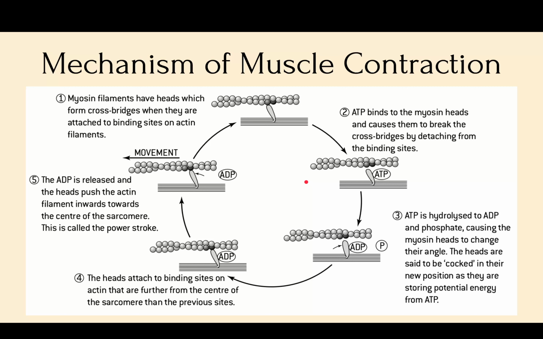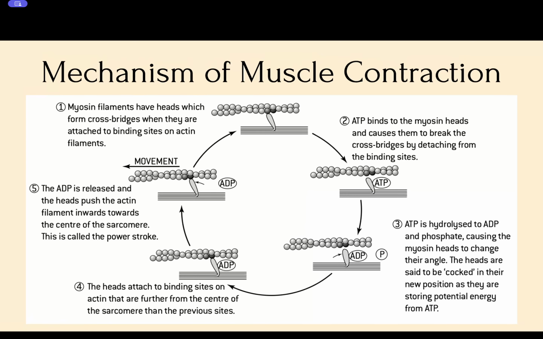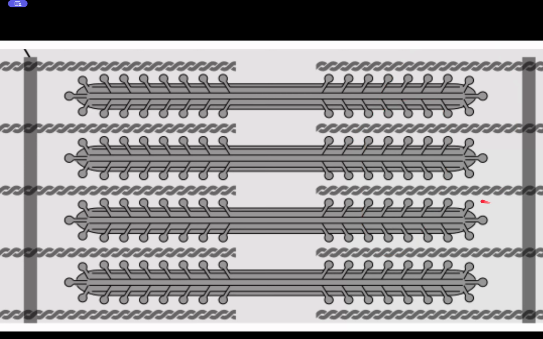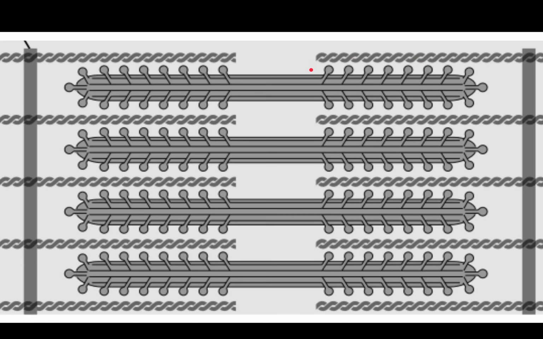When actin and myosin head attach, does the actin move left or right? That depends. Are we talking about the actin here or the actin here? If it's here, this actin moves towards the center of the sarcomere. So if it's this actin, it moves towards the right. If it's this actin, it moves towards the left.